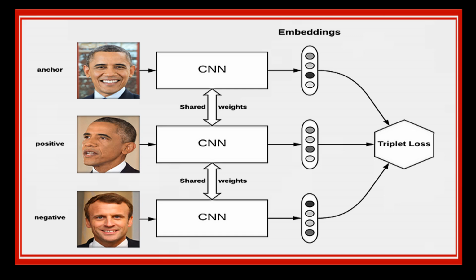Here the anchor and positive sample are the similar instances while the negative sample is dissimilar. The algorithm learns to embed these samples in a way that the distance between the anchor and positive sample is smaller than the distance between the anchor and negative samples.